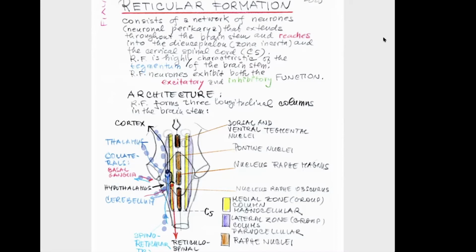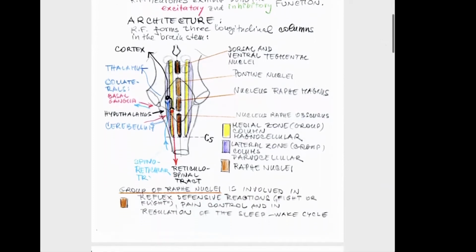Then it receives also information from the hypothalamus. So there are so many interconnections, so many long neurons that provide the interconnection with different parts of the centers of the reticular formation. So better would be to see the last information concerning the group of Raphe nuclei. These nuclei are situated as an unpaired centrally located column, which is involved in many reflex defensive reactions like the fight or flight, as we see also in the pain control, in the regulation of the sleep-wake cycle. So all these activities are fully under control of the Raphe nuclei central column.